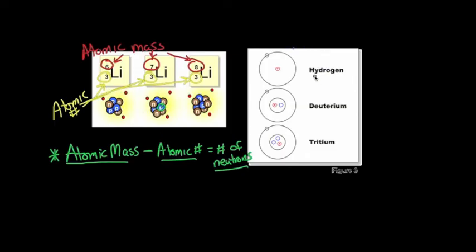Okay, here on the right we have the 3 isotopes of hydrogen. Most hydrogen exists with 1 proton and no neutrons. Other isotopes of hydrogen that exist have 1 proton and 1 neutron, or 1 proton and 2 neutrons. But notice the one thing that remains constant and tells us it's hydrogen is the number of protons.